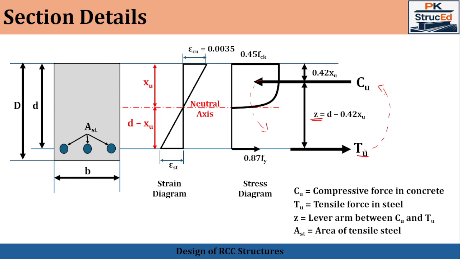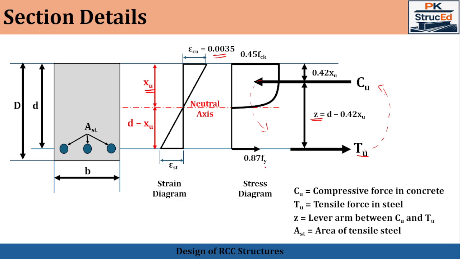So here the neutral axis is available here. The depth of neutral axis is being considered as Xu. The remaining distance is d minus Xu. And this is the strain diagram wherein the maximum tensile strain is being considered as epsilon st and the maximum compressive strain has been taken as epsilon cu. As per the assumption, this value has been taken as 0.0035. And the total compressive force, as per the assumption, is acting at a distance of 0.42 Xu. Therefore, the lever arm Z is equal to d minus 0.42 Xu.